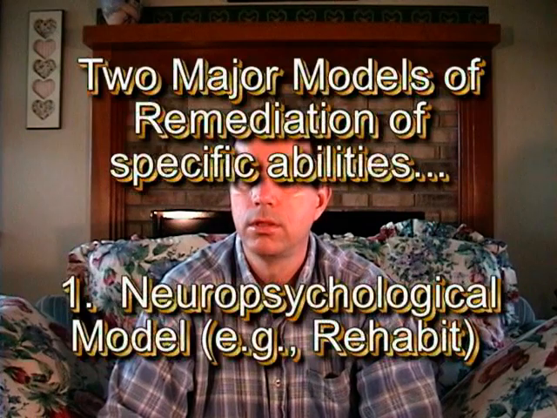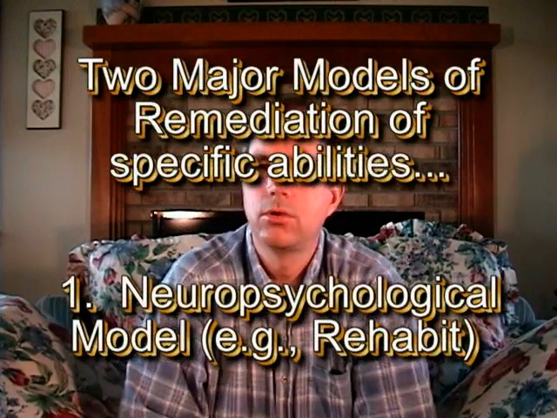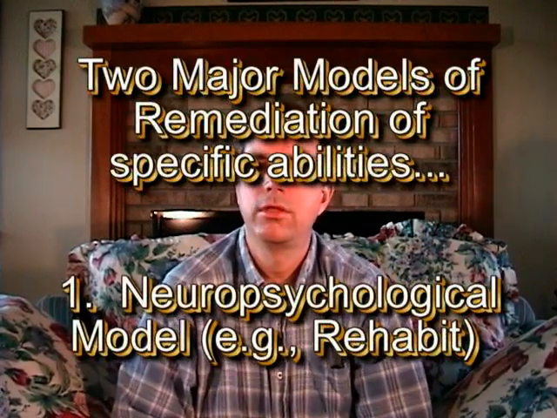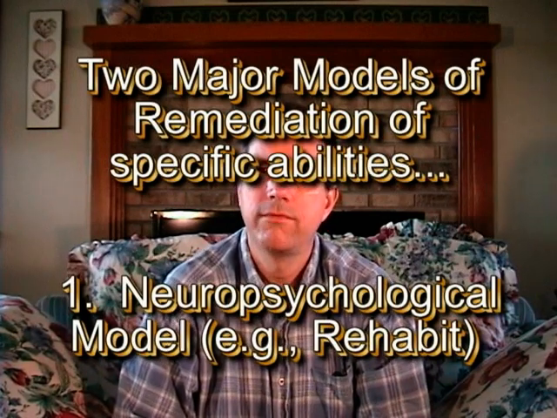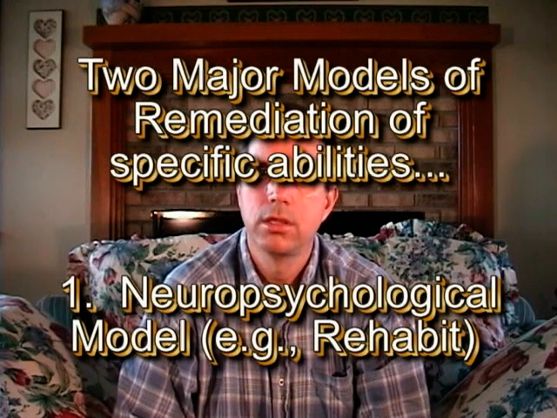Now I'd like to talk a little bit about two models that look at specific abilities that are related to learning problems. One is the neuropsychology model. There are two basic neuropsychology tests. We have the Halstead-Reitan test, and we have the Luria-Nebraska test for neuropsychology. What these tests are designed to do is look at specific abilities, cognitive abilities, and measure their strengths and weaknesses.